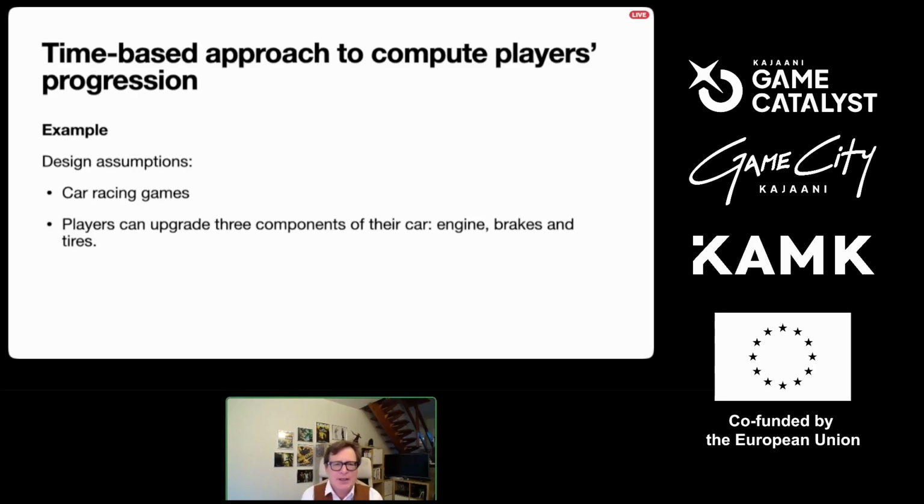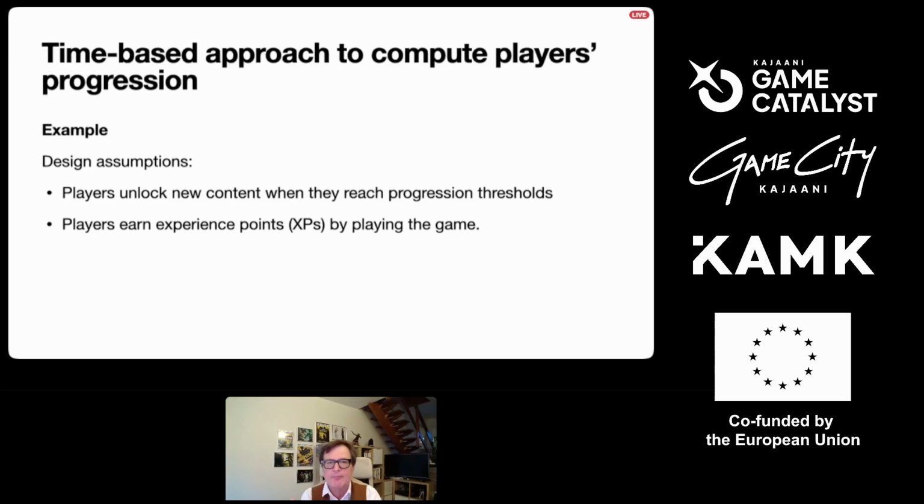So let's take an example of a very simple car racing game where players can upgrade 3 components of the machine: the engine, the brakes, and the tires. Again, the example I've prepared is very, very simple, so you understand the design strategy. Once you use it, it's up to you to beef it up and make it more sophisticated. But to understand the concept, I'm making it on purpose very, very simple.